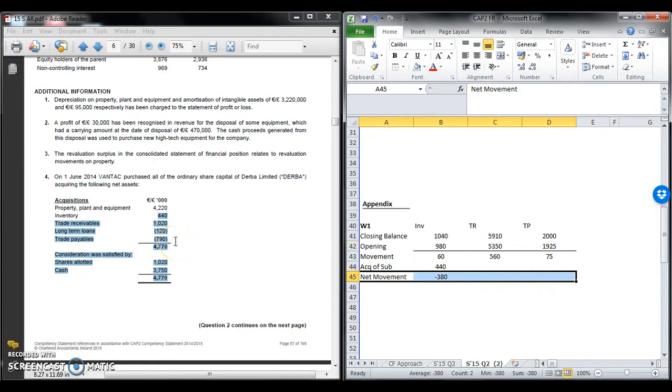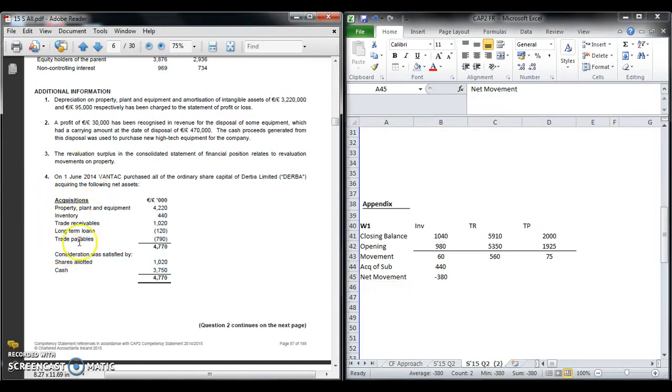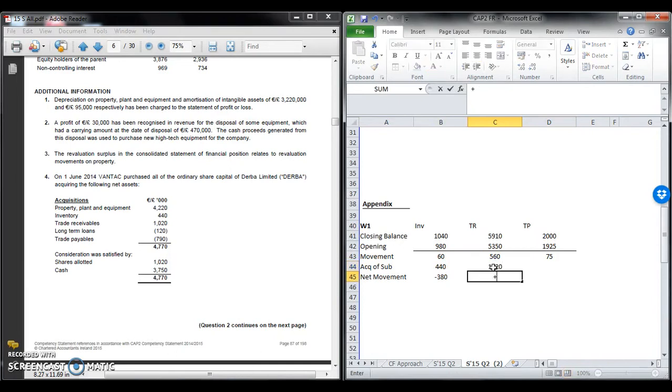So that's one unusual thing, or different thing about group statement of cash flows. You need to adjust all these line items for the impact of any mid-year acquisition, or should it be a disposal either. Similarly here, we got 1020 in trade receivables, therefore actually the net movement was a decrease, minus, of 460. And the final one then, this was 790, so the net movement here was a decrease of 715.